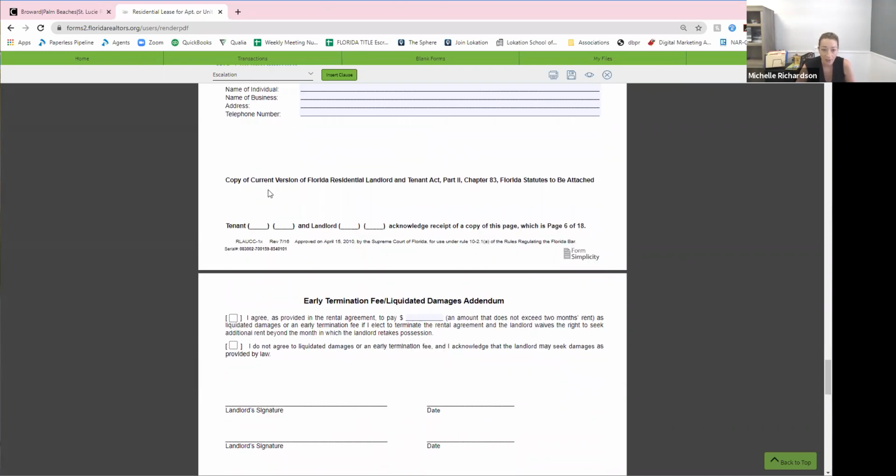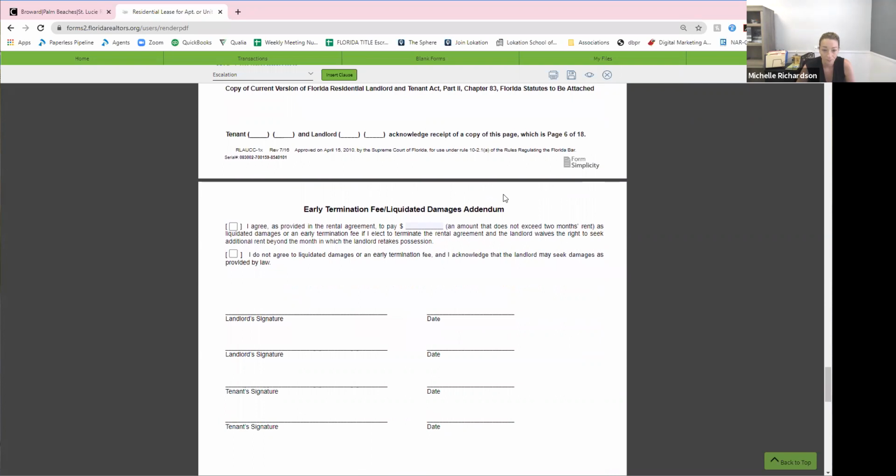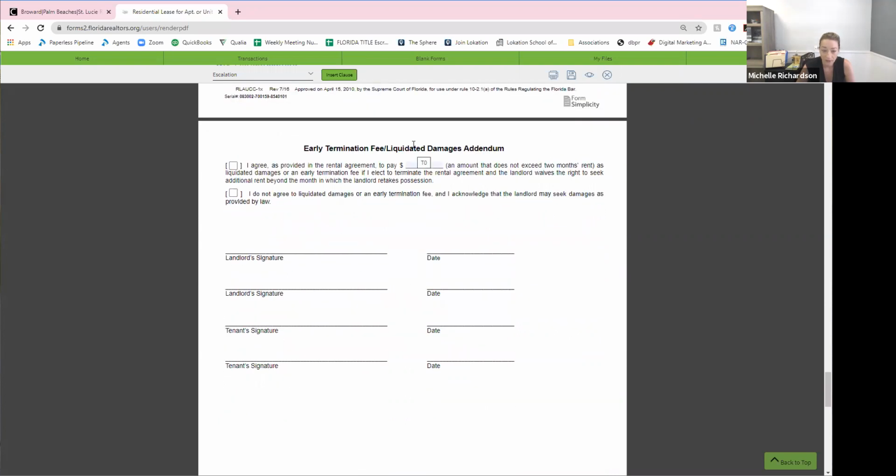It says here the copy of the current version of the Florida Residential Landlord and Tenant Act is attached. So early termination fees, there are 2 sections here. You can check this box off here where it says I agree, as provided in the rental agreement, to pay.